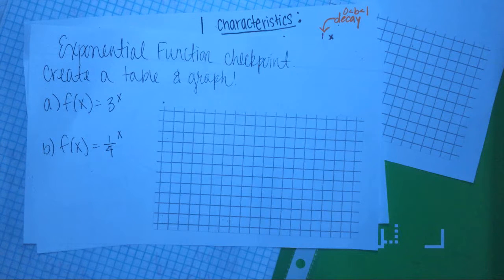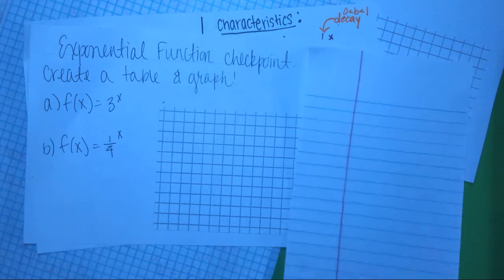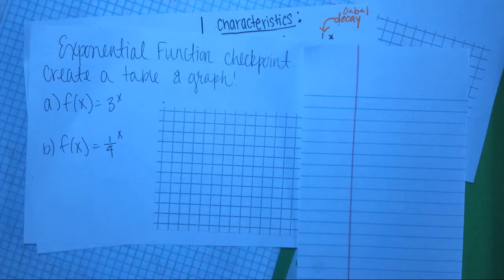So it says to make a table and a graph. There are 2 equations. Which equation is exponential growth and which equation is exponential decay? A is growth. B is decay. You can tell because if it's a fraction, it's going to be decay. Okay, our graphs are going to look that way. Growth looks like a flower that's growing. It's getting big and beautiful. Decay looks like a flower that's dead, and you should probably pick it and throw it away.